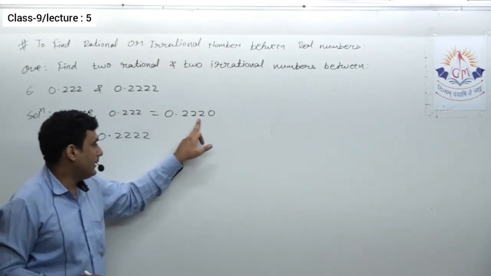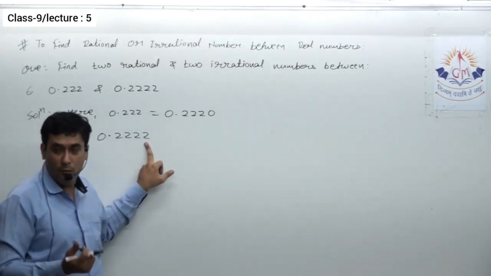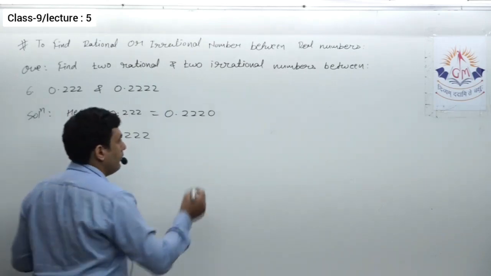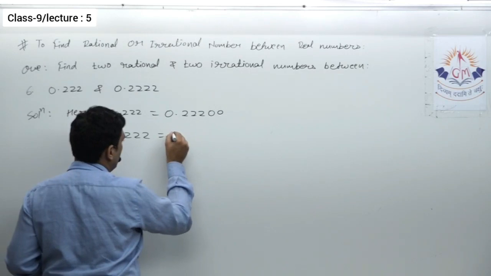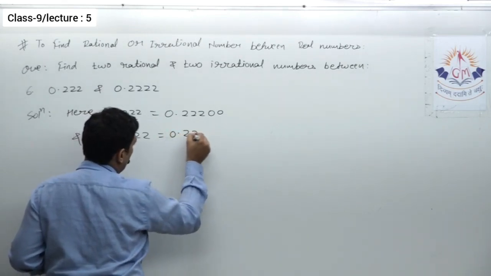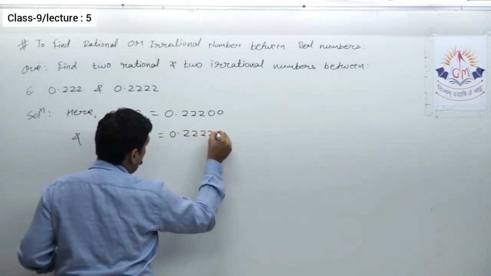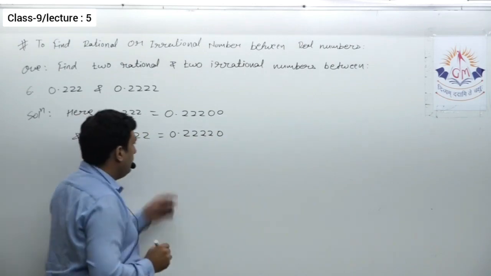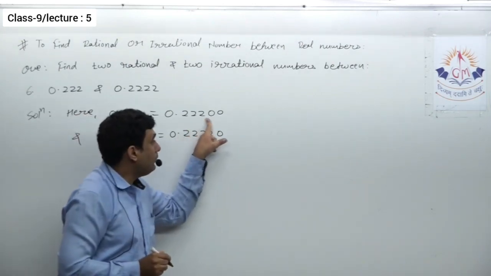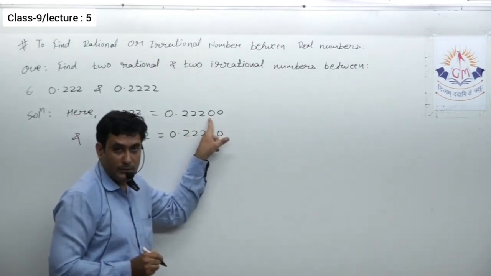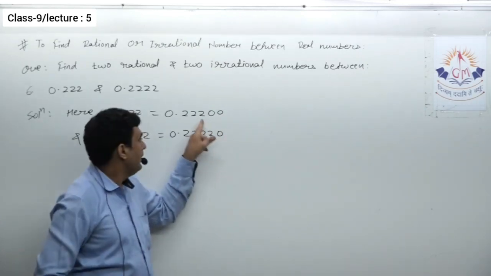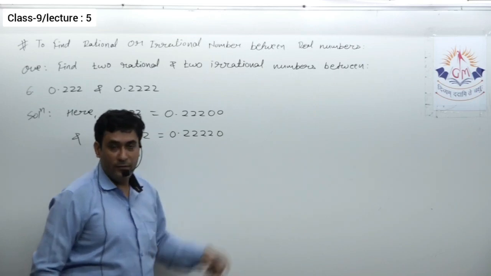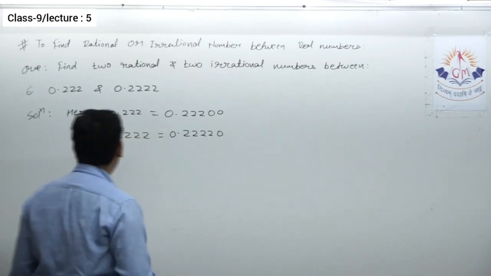Okay, first two digits are the same. Here 20, here 22, so only one digit is possible to write. So better to take one more 0, and here I can write this as 0.22220. Now you can see this is actually 200 without decimal. These are the last three digits 200, and these last three digits 220. So between 200 and 220, definitely we can write more than one integer.